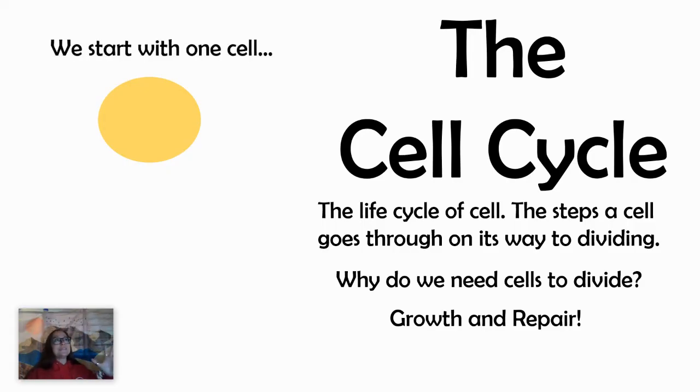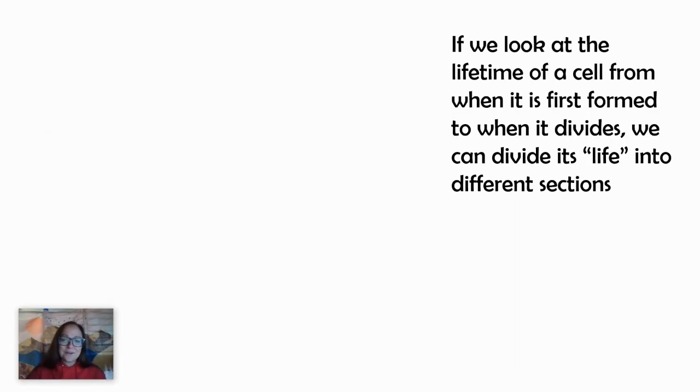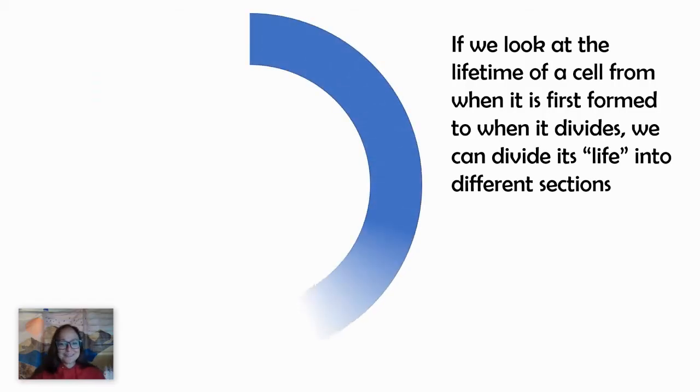So basically, we start with one cell, and then it prepares during the cell cycle to divide into two identical daughter cells. And so what we are going to see is all of the steps leading up to that actual division in this video. And then my next video will be M phase. Okay, so let's look at the cell cycle.